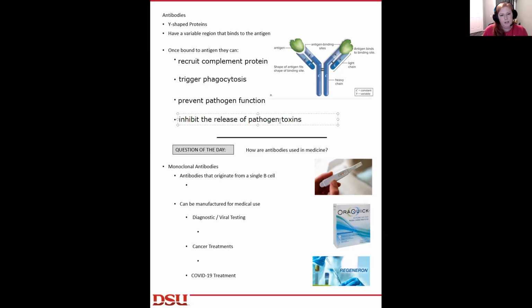All right. So how are antibodies used in medicine? Well, we have monoclonal antibodies that can be used in treatment. These are antibodies that originate from a single B cell. Remember that I told you on the last page that when a B cell recognizes a pathogen, it makes more copies and amplifies itself. That's what we're looking at here.